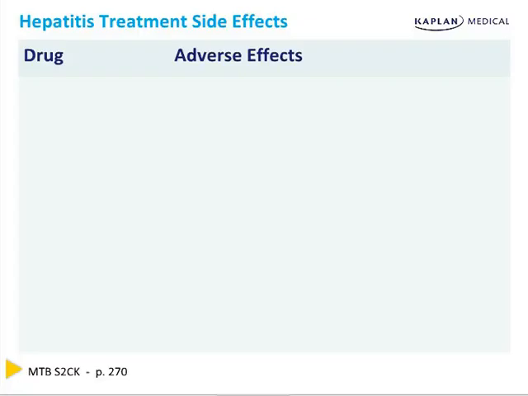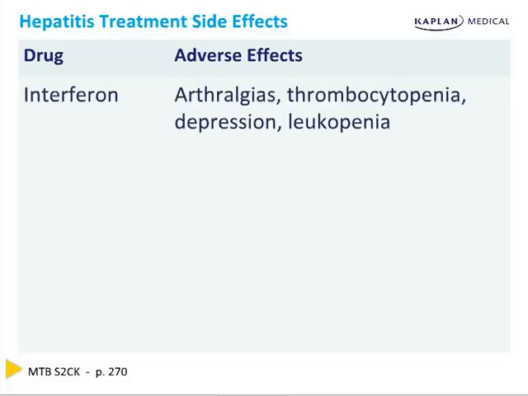Many patients will say that in the short term, the adverse effects are worse than the disease itself, but that's in the short term. Interferon will give you arthralgias, thrombocytopenia, severe depression, and leukopenia. Ribavirin will give you anemia. This is one of the most common findings.